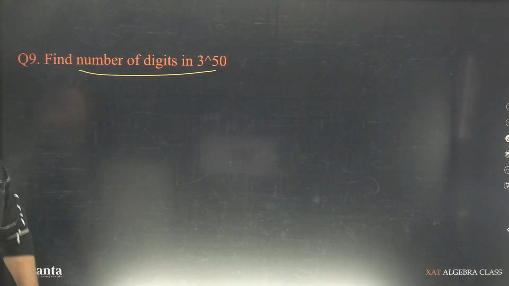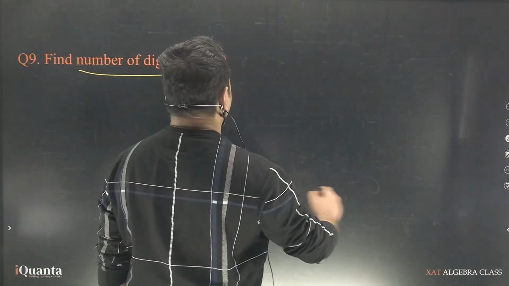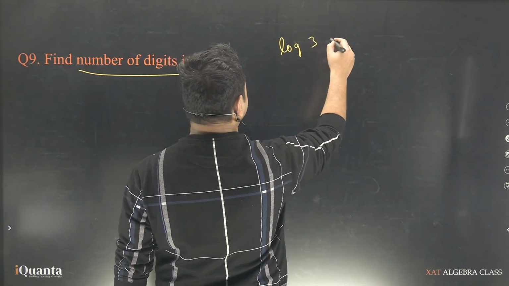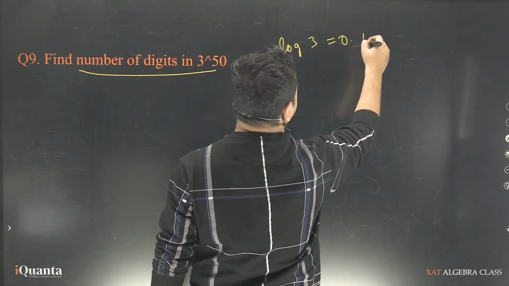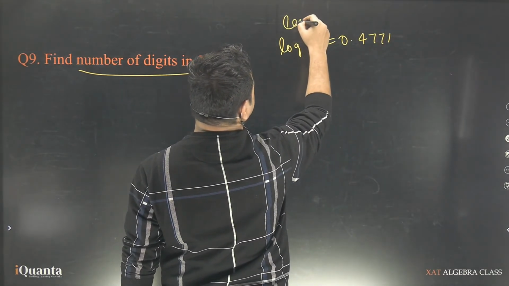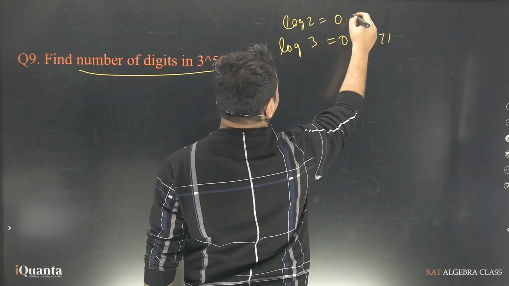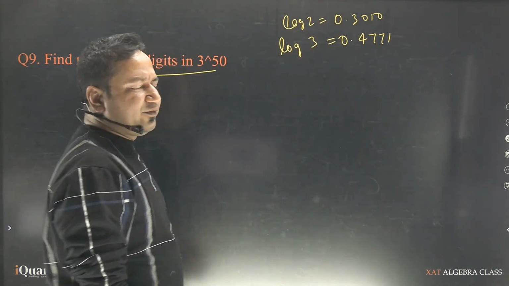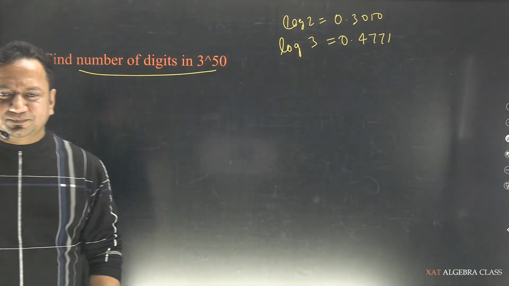Okay, in case you don't know, here there's one thing which is required. And you know what? People expect that you know these values. Log 3 is 0.4771 and the value of log 2 is 0.3010. So this is something which you need to know. The value of log 5 you can calculate anytime.